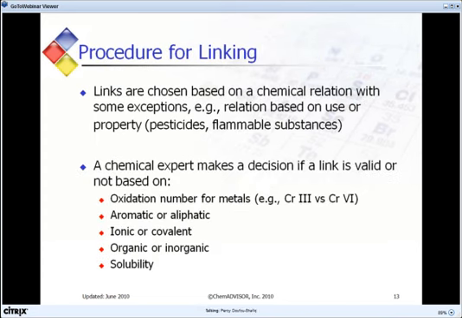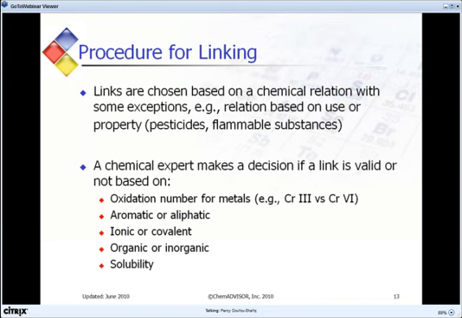As it was mentioned before, the links are chosen based on their chemical relation, except in some cases where there are exceptions. For example, there are some links that are based on relation of use or property. Let's say that a regulatory source regulates organic pesticides, and that would be a relation based on use, and it can be any type of organic pesticide, any type of substance. Or a regulatory source regulates flammable substances, for example, those that fulfill the risk phrase R10. Those can be hydrocarbons, alcohols, it doesn't matter. It just has to fulfill this flammable substance R10 phrase. And therefore, those are based on property. But in most cases, as said, they are based on chemical relation.